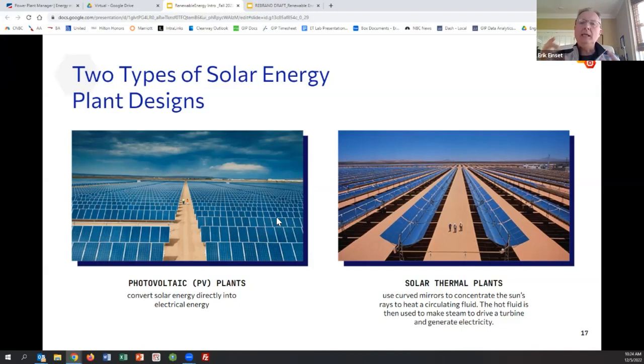They're not using the heat from the sun to heat an oil. They're actually taking solar energy and the photons from the sun and directly converting them into electrical energy. And so this is the type that you're going to be working with today.